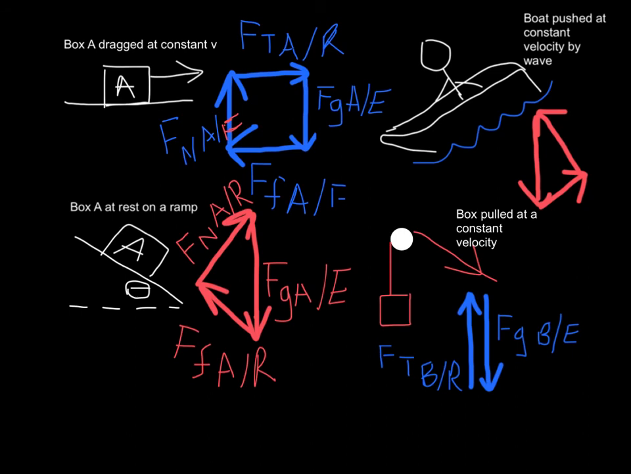Okay, here are 4 more force vector diagrams. Here is box A, dragged at a constant velocity. So obviously there's tension on A from this rope. There's a gravitational force on A from the earth. There's a friction force on A from the floor, which has to be equal to the tension or it wouldn't be at constant velocity. And then there's the normal force on A from the floor upward.